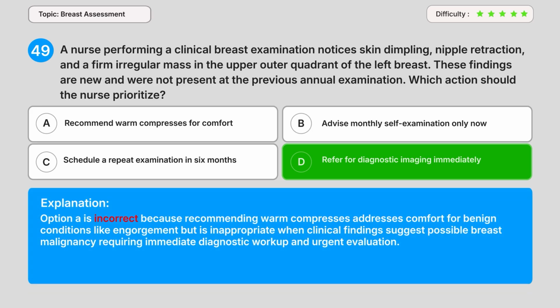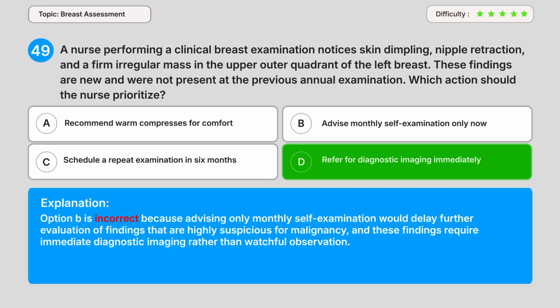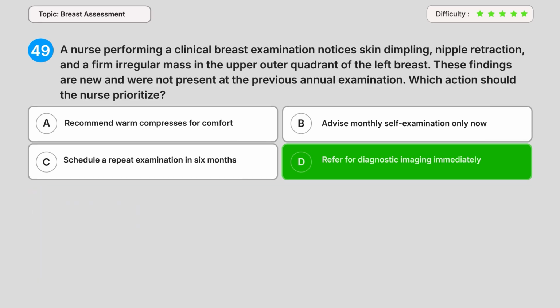Option A is incorrect because recommending warm compresses addresses comfort for benign conditions, like engorgement, but is inappropriate when clinical findings suggest possible breast malignancy requiring immediate diagnostic workup and urgent evaluation. Option B is incorrect because advising only monthly self-examination would delay further evaluation of findings that are highly suspicious for malignancy, and these findings require immediate diagnostic imaging rather than watchful observation.